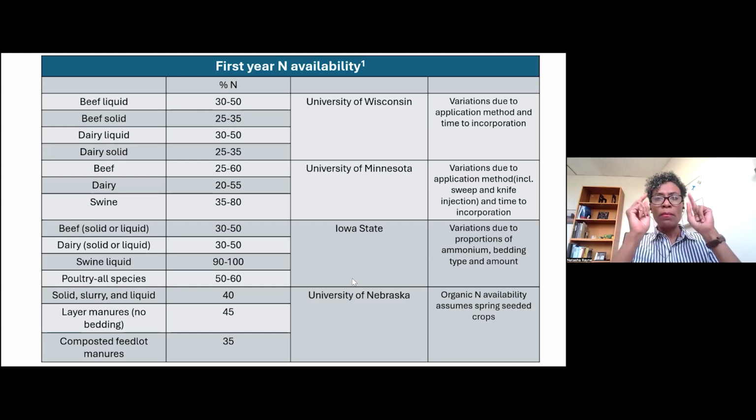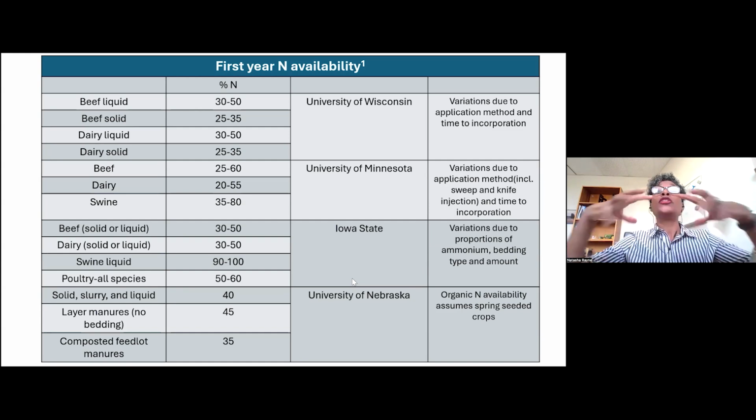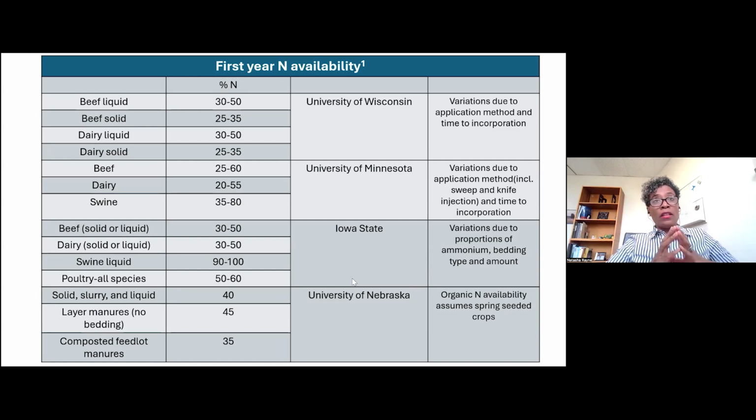And again, I'm going back to my earlier statement. As we're going through this, I want you to think about opportunities to further refine our recommendations. When you look at Iowa, you see that they also say that the variability that they present is as a function of bedding type, bedding amount, and so on and so forth. I'm going to move on.